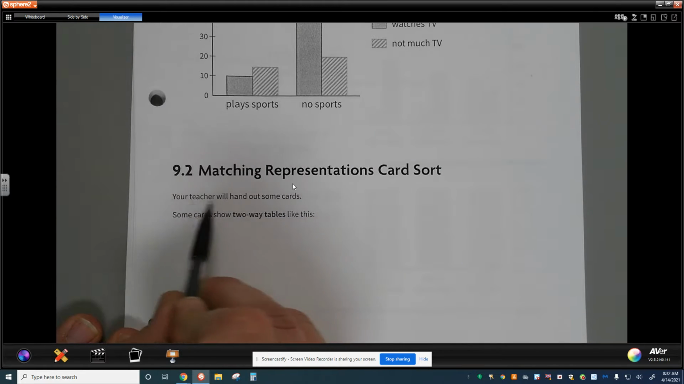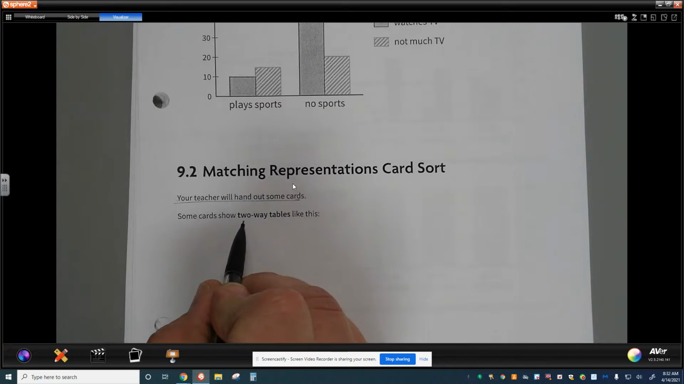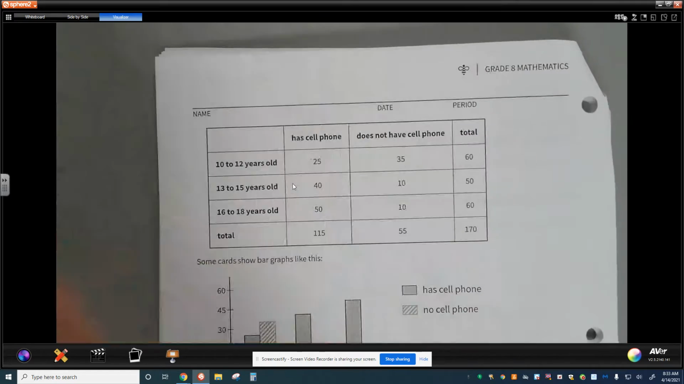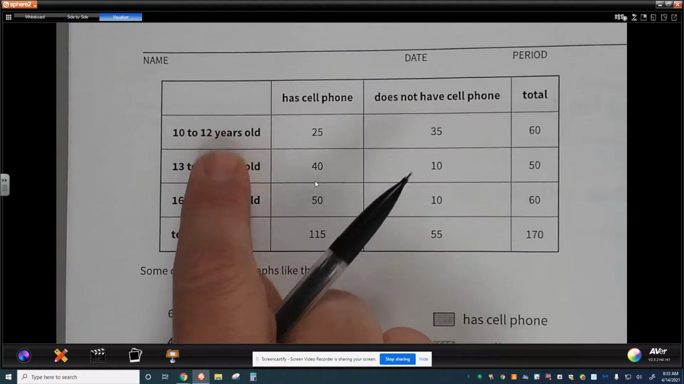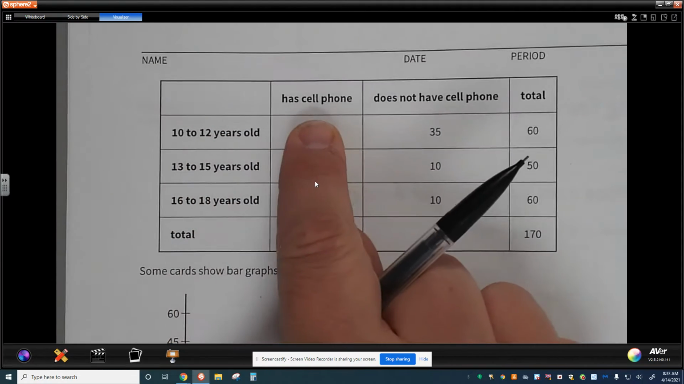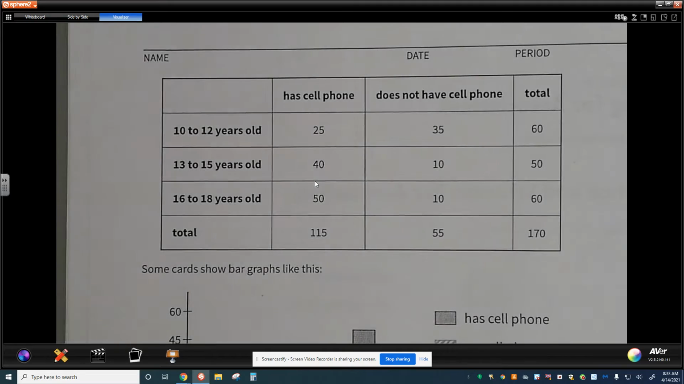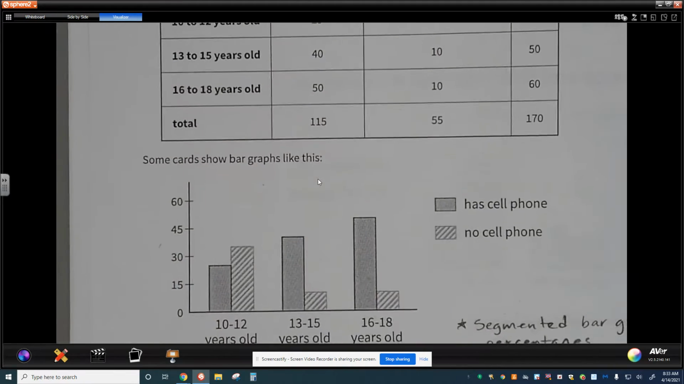I really wish that I could give you the cards so we can actually talk about this, but what we're going to work with is some two-way tables. So these two-way tables, you may have seen something like this before, perhaps not, but here is the first thing that we're looking at. In this two-way table, we're looking at the association between the age of children and whether they have a cell phone and whether they don't have a cell phone. So you have one of the cards that would look like this one right here.